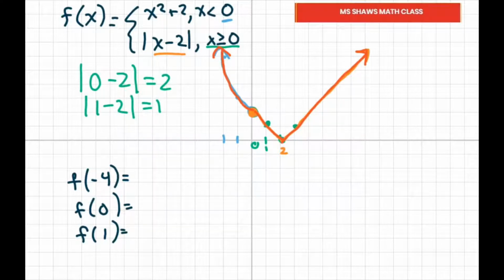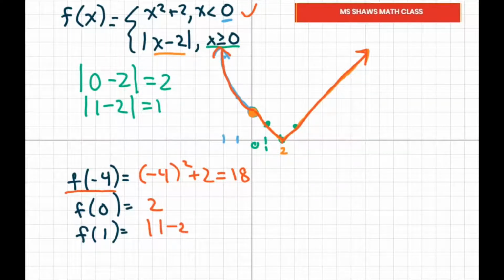And that's it. Oh, we have to evaluate. So evaluating at -4, that's this upper portion. -4 squared is 16, plus 2 is 18. At 0, we already did that. At 0, it's 2. And we also did 1. At 1, you'd have the absolute value of 1 minus 2, which equals the absolute value of -1, which equals 1.